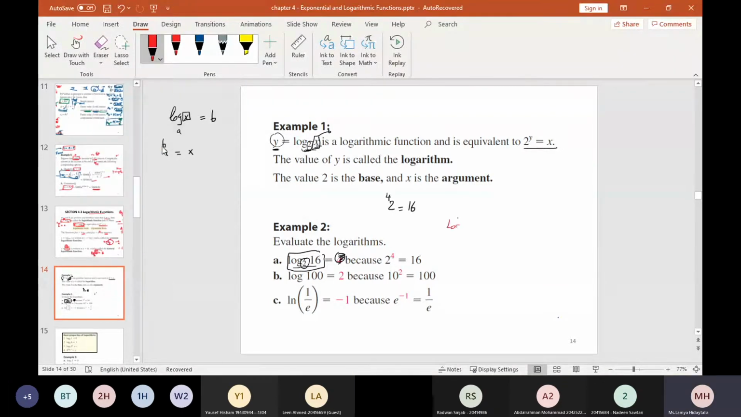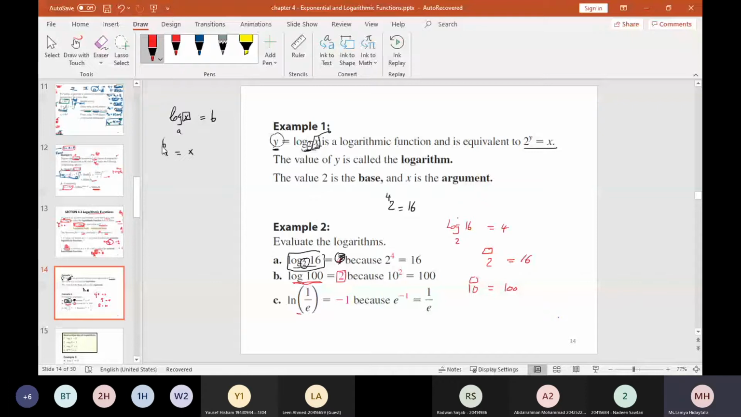So log 16 to the base 2, that means we need the power to which we raise the 2 to get 16. So what is the power here? So that is 4. Now log 100. Since the base is not written here, that means base 10. So 10 to what power will give me 100? It is to the power 2. So log 100 is equal to what? To 2.